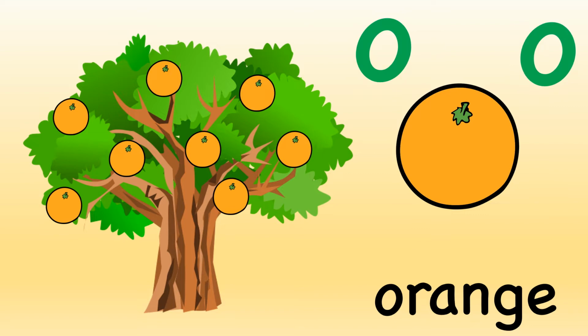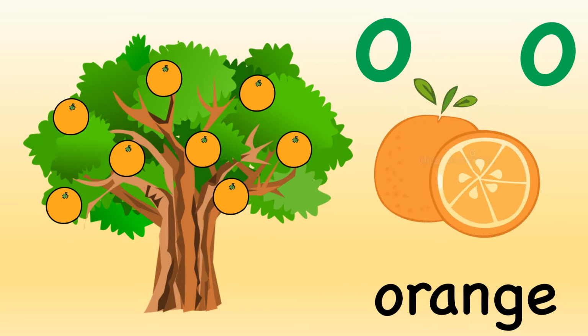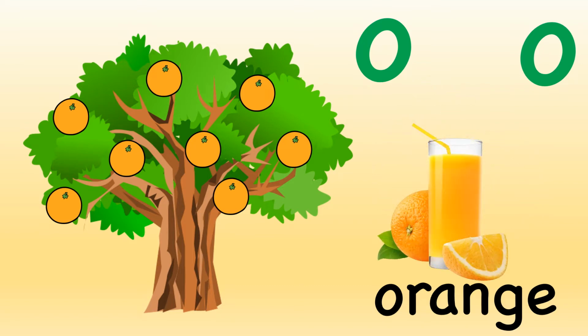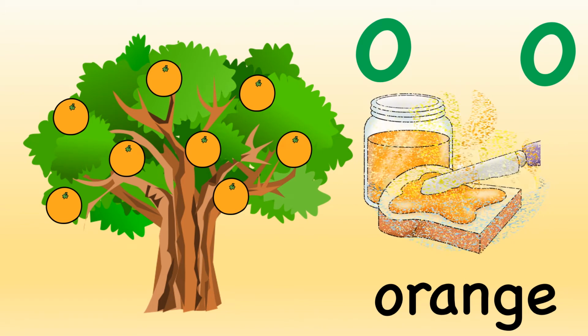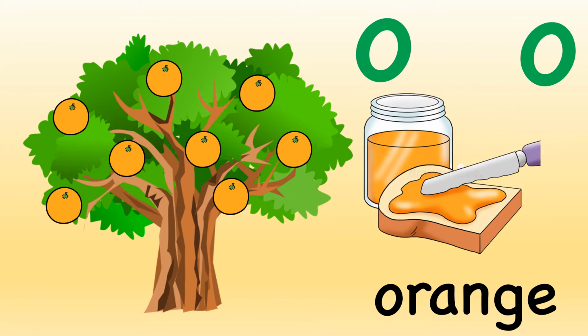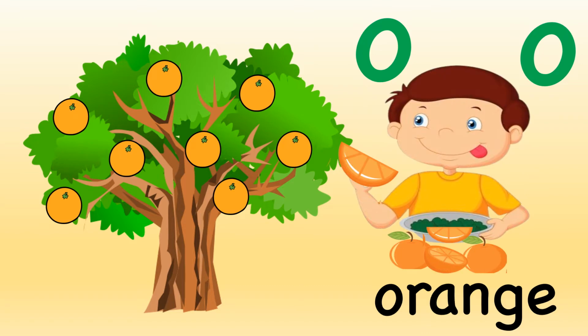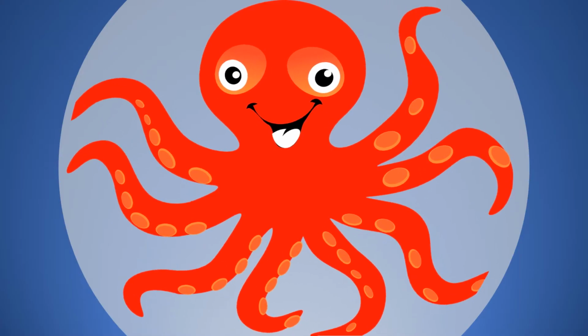Orange. The flesh of an orange is sweet and juicy. You can drink it as juice, toss it in a salad, or make orange marmalade. Or you know what? You can just cut it and have it as it is. Orange.